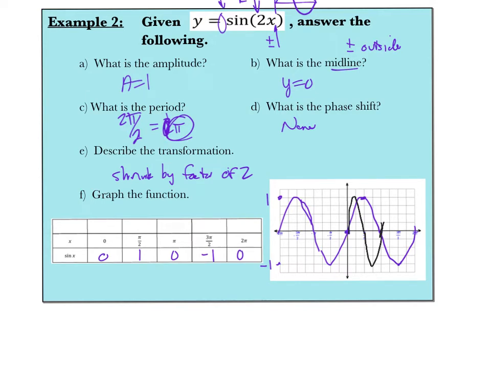Okay, so what I end up doing is taking all of these divided by 2. So this becomes 0, pi over 4, pi over 2, 3 pi over 4, and pi. So in the span of pi, I go through my whole cycle. All right? So in the span of 2 pi, I've gone through 2 cycles. All right? Do you see that?